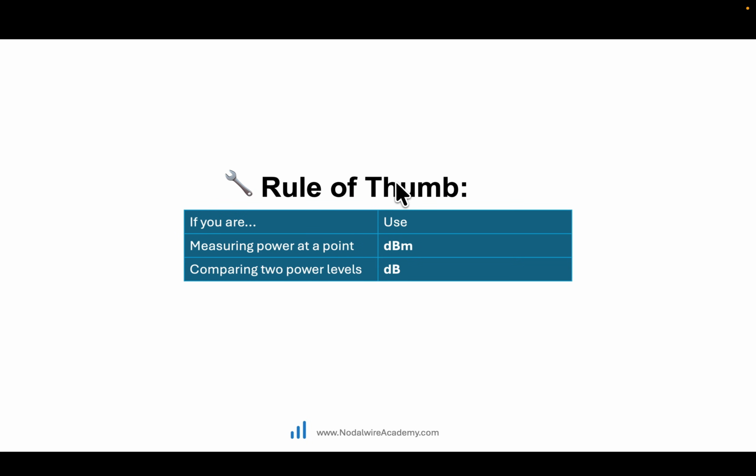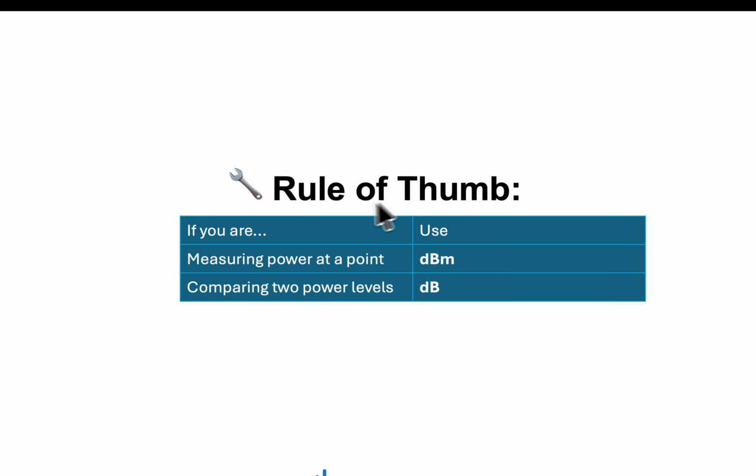Everywhere here we are using this dB value. Okay, so the rule of thumb is: if you are measuring the actual power at the source of an LED light or a laser light, then you use dBm in the power meter. When you are comparing two power levels, where you are finding out the losses or the gain of an amplifier, you use dB.